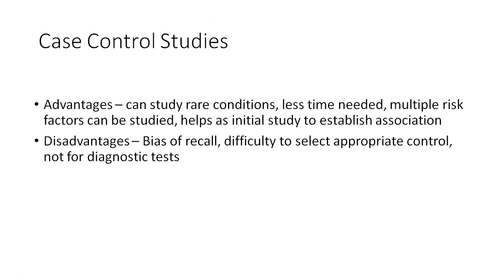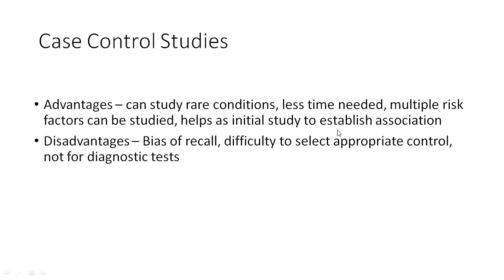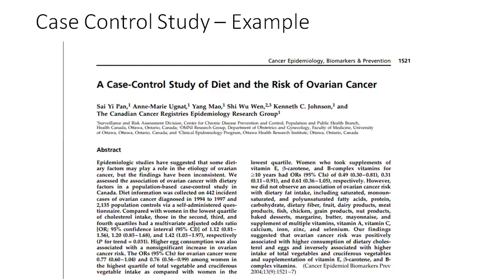So these are the advantages, as we started from the first slide: it can study rare conditions, you can study multiple risk factors, and you can establish an association. The problem is the selection of controls and the validity of the information, and you cannot do it for diagnostic tests. An example of a case control study is one where we are trying to establish an association between diet and the risk of ovarian cancer. So a particular type of diet leading to ovarian cancer and a particular type of diet not leading to ovarian cancer. This is what has been studied in this particular study.